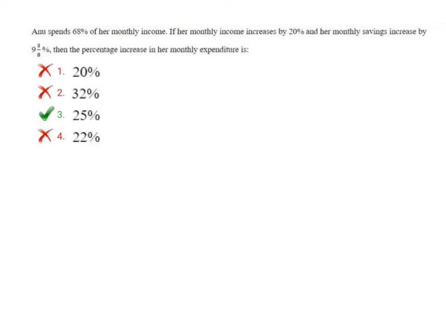Next. Anu spends 68% of her monthly income. If her monthly income increases by 20% and her monthly savings increase by 3 by 8%, then what is the percentage increase in the monthly expenditure? See, income is formed by expenditure and savings. So I'm taking expenditure and savings. Generally, of monthly income she spends 68% and remaining she saves, 32% she saves. We know expenditure increases by how much, we don't know, we have to find it out. Let it be x, and savings increase by 3 by 8. Put together, the total income increases by 20.